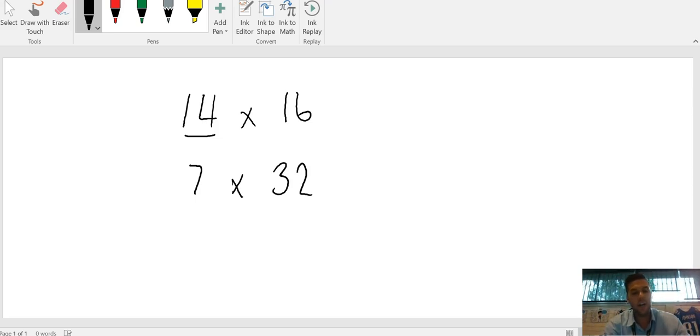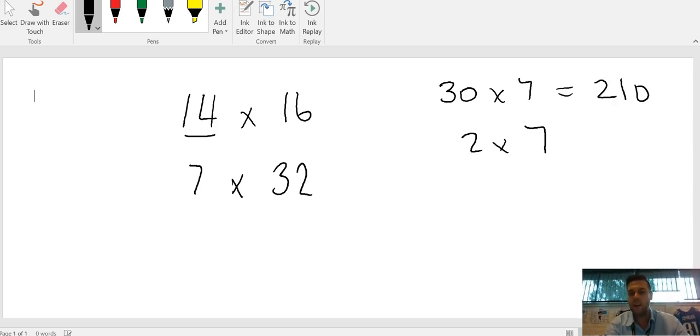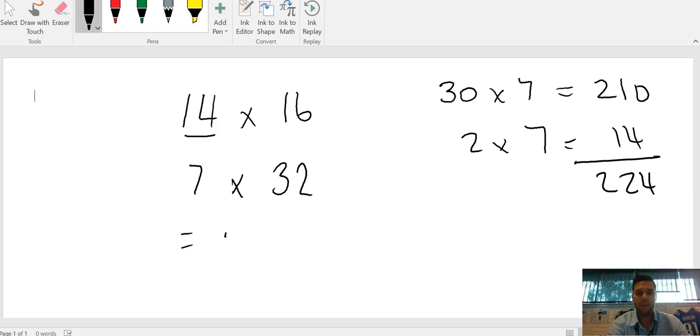Once again, this is quite hard to do in our heads, so this is where our working out comes in handy. It's a good way to come over to the side and break our numbers up. You might partial product our actual sum, so you might do 30 times 7 and then 2 times 7, because remember, partial product is breaking it into parts. 30 times 7 is 210. 7 times 2 is 14. Then we can add them up over here. So 7 times 32 is 224.